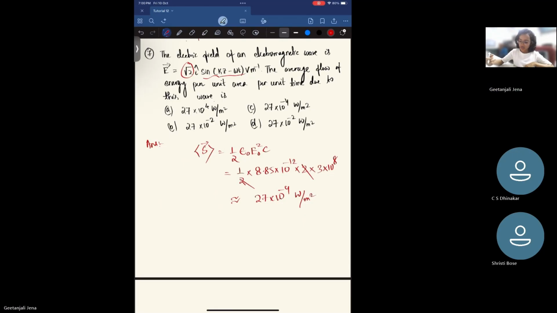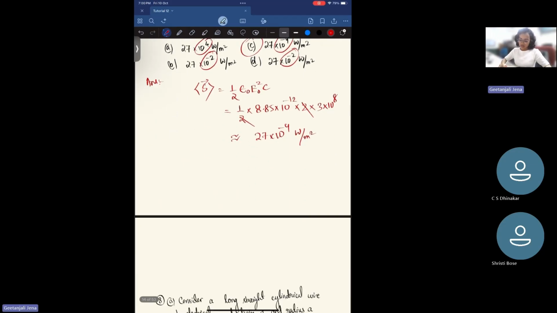Option B. The only difference in all these options is the power. If you look at the answers, you only need to see the power. So it's 10 to the minus 4.